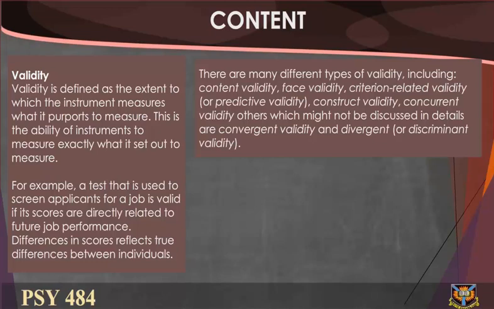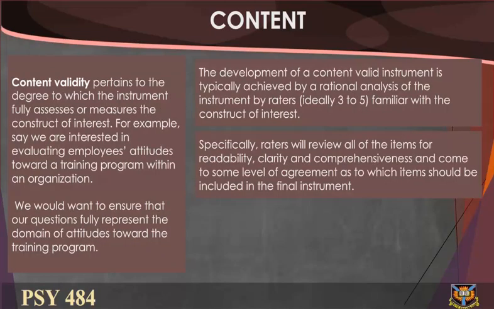There are many different types of validity, including content validity, face validity, criterion-related validity, or predictive validity, construct validity, and concurrent validity. Others, which might not be discussed in detail, are convergent validity and divergent or discriminant validity. Content validity pertains to the degree to which the instrument fully assesses or measures the construct of interest. For example, say we are interested in evaluating employees' attitudes towards a training program within an organization. We would want to ensure that our questions fully represent the domain of attitudes toward the training program.